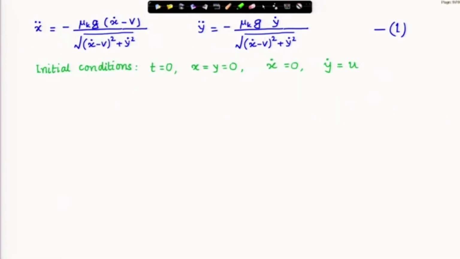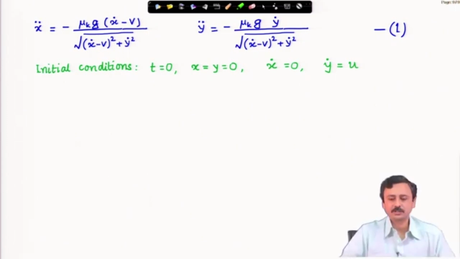So, x and y, these are the two directions in which we have to solve. Now, these are two second order ordinary differential equations, therefore, we require 4 initial conditions. At time t equal to 0, it started at the origin of the coordinate system, therefore, x and y must be 0, and the velocities, the x velocity was 0, but y velocity was u. This was the velocity that the person from the platform launched this particle onto the belt with.